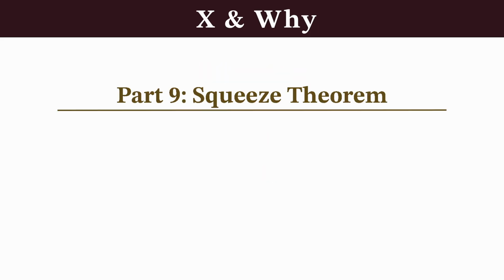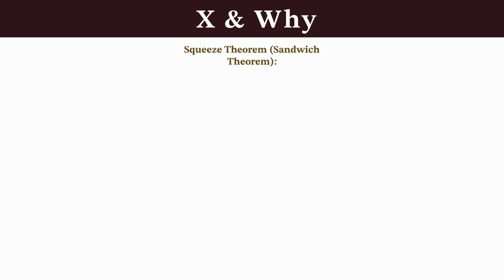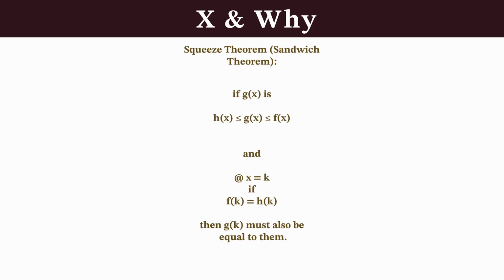Part 9. Squeeze theorem. Squeeze theorem, or sandwich theorem, is a calculus tool used to determine the limit of a function by squeezing it between 2 other functions whose limits are known. Squeeze theorem states that if a function g of x is between 2 functions, h of x and f of x for all numbers, and at some point x equals k, we have f of k equal to h of k, then g of k must also be equal to them. This is an important theorem to know, so make sure you remember it.